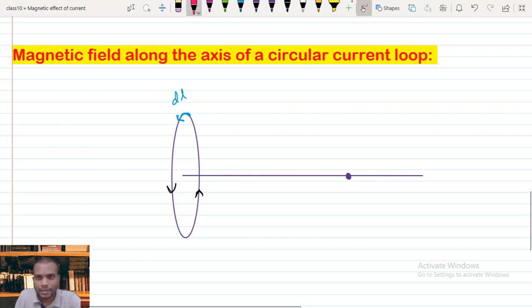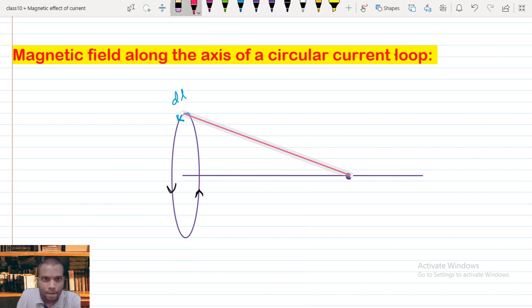So this small elemental length is at a distance of the vector here. Now before that, let me take some letters so that I can label things. First I need to take the radius of the loop. Suppose I draw a line from the center, this is the radius of the loop. So the radius of the loop you can take as small a. And the position where we need to find the field, the location P, is at a distance of position vector r.